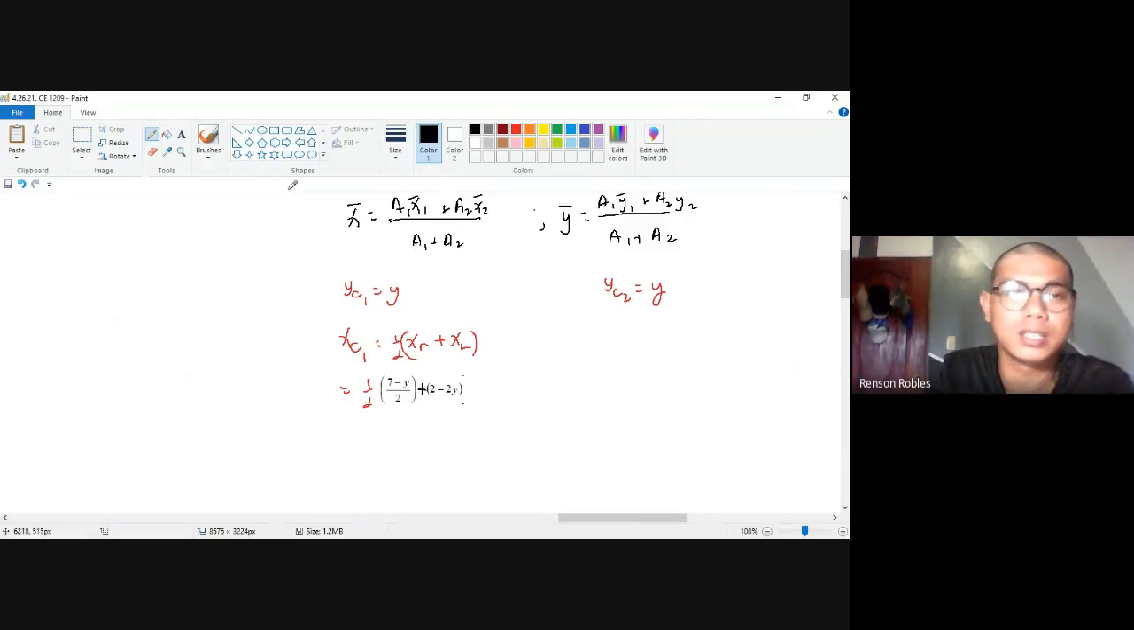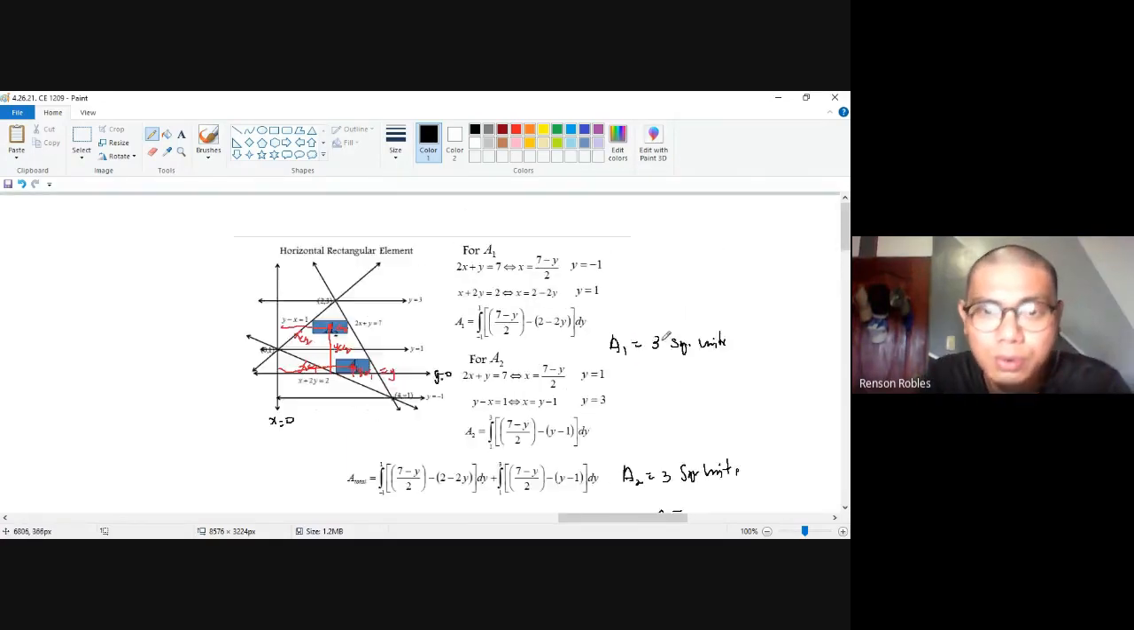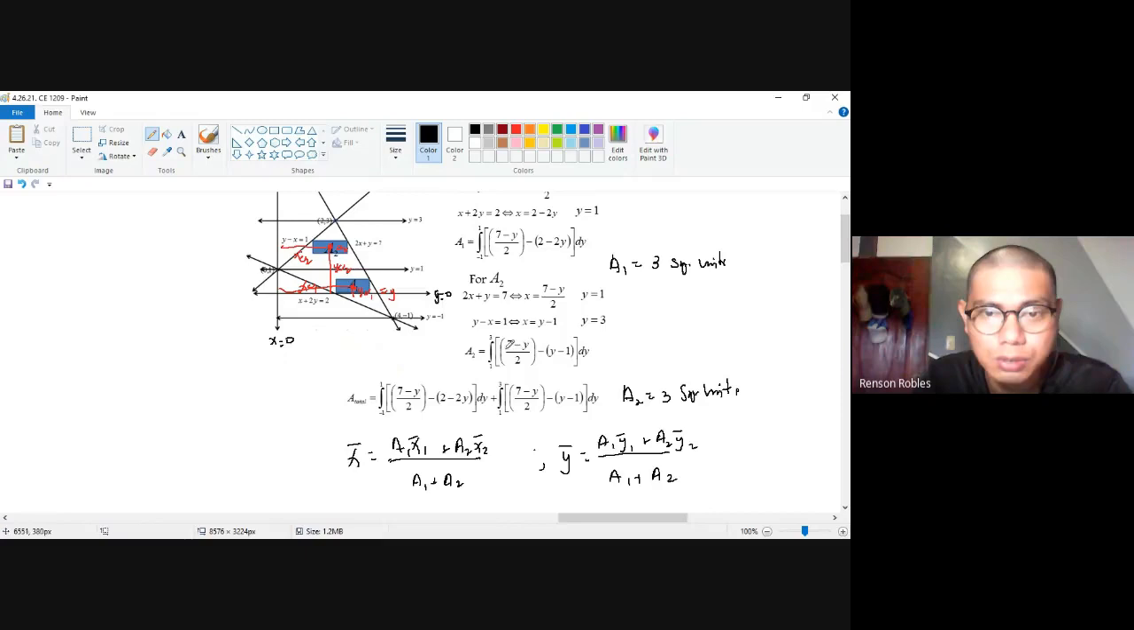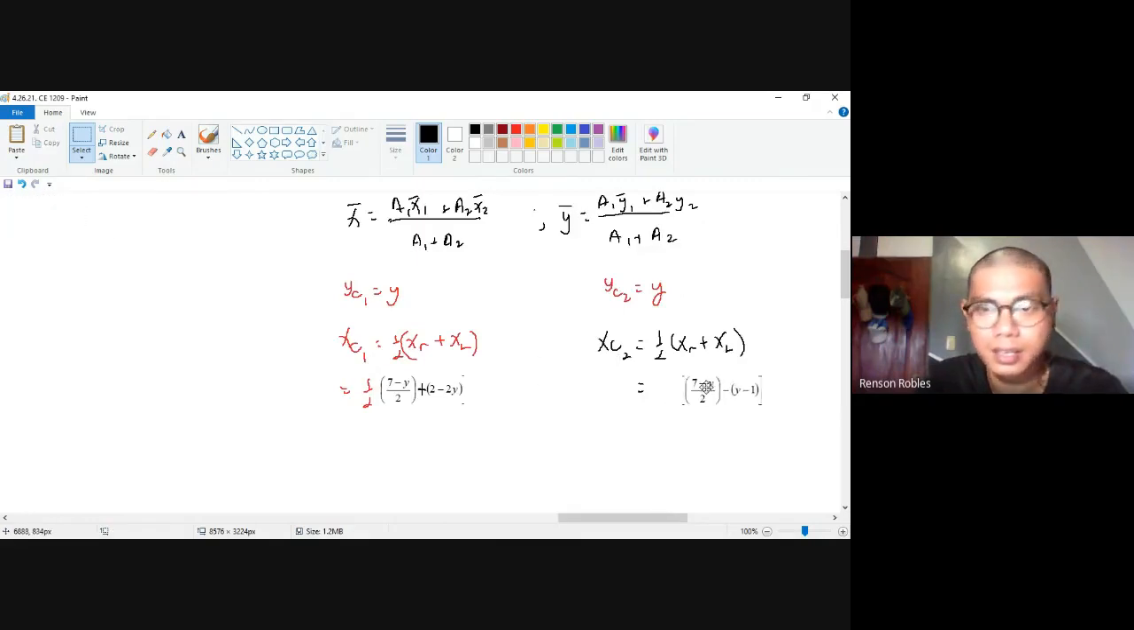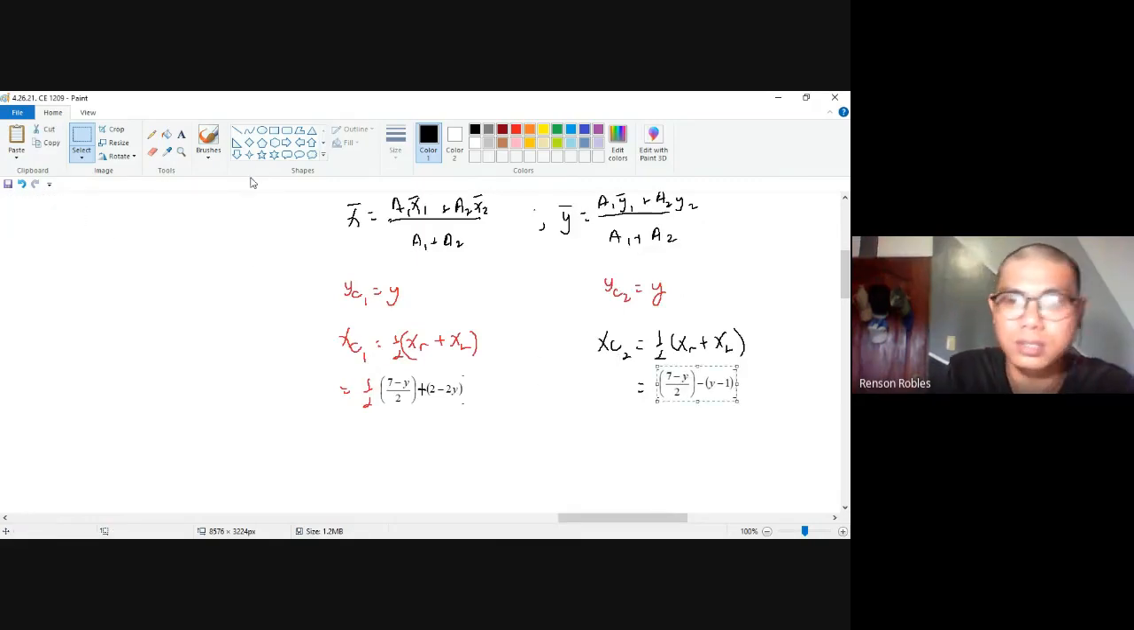Okay, the next, xc2 equals 1/2 x right plus x left. So, punta kayo dun sa area 2. Area 2 kasi ito yung inyong x right. Ito yon x right, x left. So, we just copy this part. Then, just make it plus. And then you simplify. And just make this plus. And then you put 1/2 in front.